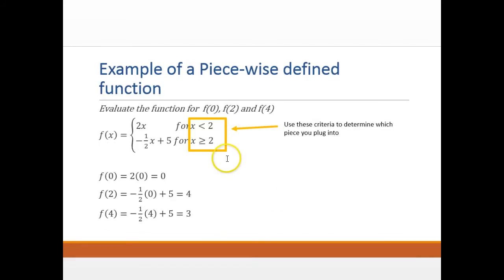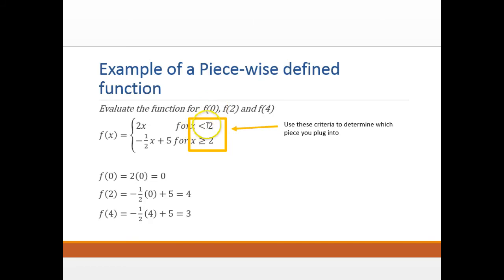Let's see how we evaluate this. Say I want to plug into this function. I want to evaluate the function for f of 0, f of 2, and f of 4. We're going to use this criteria over here to the right where it says where it's defined. This top piece is defined for x less than 2, and this bottom piece is defined for x greater than or equal to 2. Well, in this case, when I look at f of 0, 0 is clearly less than 2.